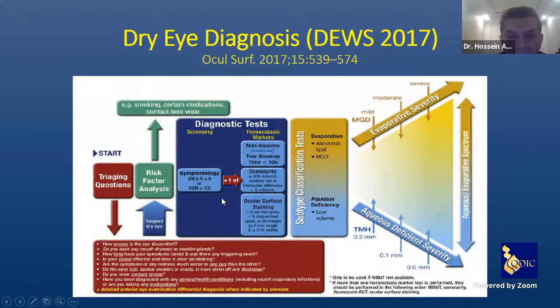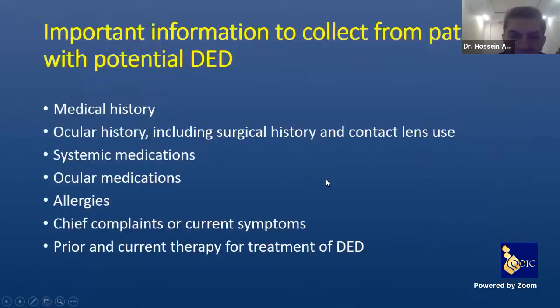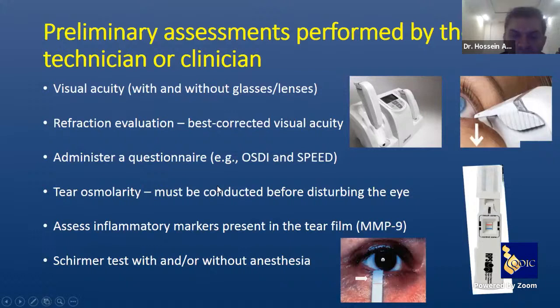diagnosis tests, a combination of symptoms and some tests and some signs to establish a diagnosis and divide the patients into two categories. And we should get all of this information when we want to evaluate the patient with dry eye. Some of these tests can be done by technicians, such as visual acuity, refraction evaluation, and also measurement of tear osmolarity, and also measurement of the tear meniscus height can be done by the technician.